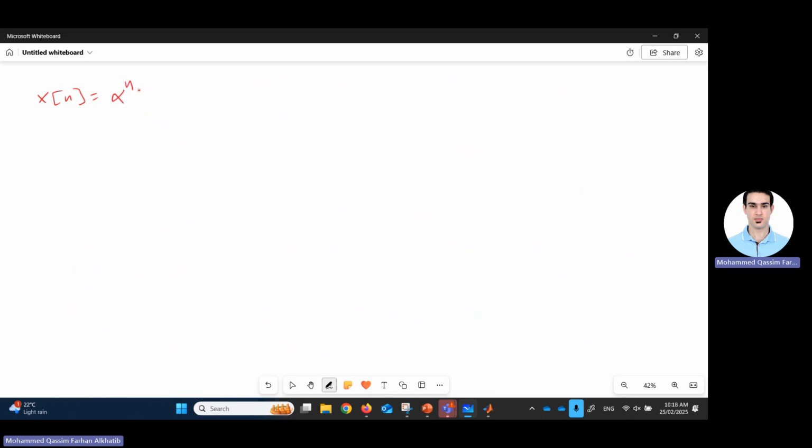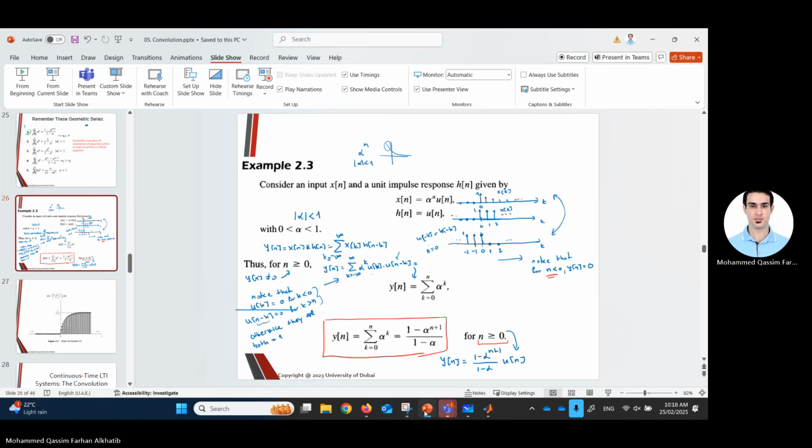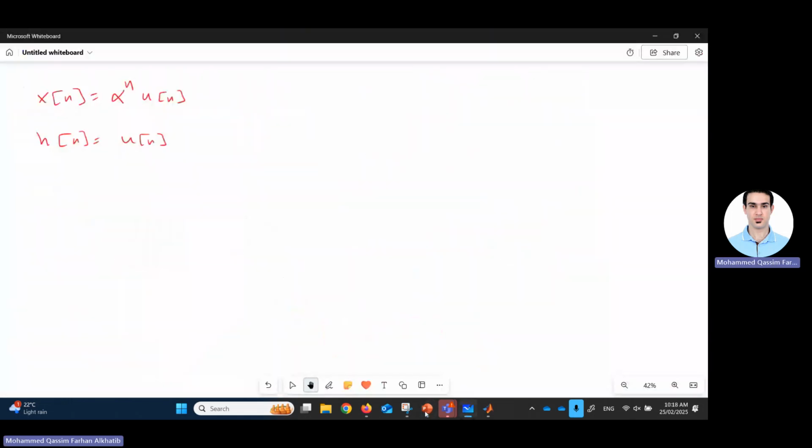It's going to be alpha to the power n, u of n, and h of n equals u of n. Just double check. All right. And the question: find y of n equals x of n convolved with h of n. That is going to be equal to the summation from k equals negative infinity to infinity of x of k, u of n minus k, right?